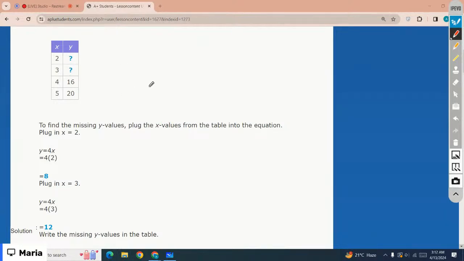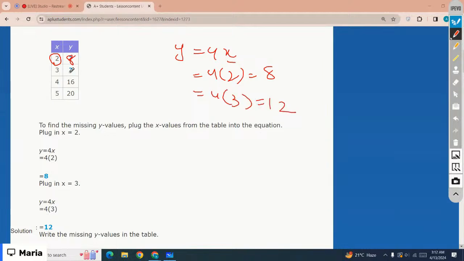If x is 2, you are given the equation y equals 4x. When x is 2, replace the 2 in the equation, that is 4 times 2. 4 times 2 is 8. So that means when x is 2, y is 8. When x is 3, y is 4 times 3, 12. The correct option is 12. This way you can complete the table. Let's see how we graph them.